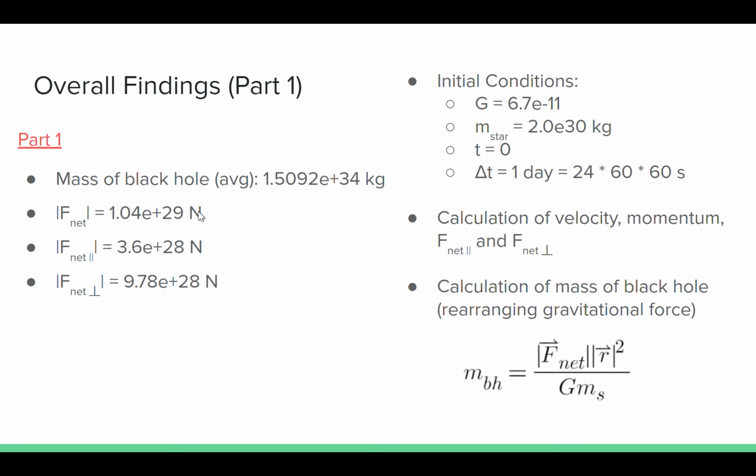For the overall findings from part 1 of this lab, we found that the mass of the black hole on average was around 1.5 times 10 to the 34 kilograms, where the final net forces are shown below. For this lab, the initial conditions are shown, where the mass of the star is 2 times 10 to the 34th kilograms, and delta t is equivalent to around 1 day.